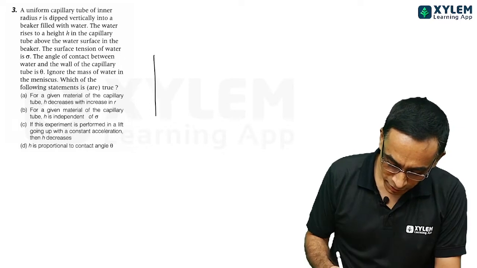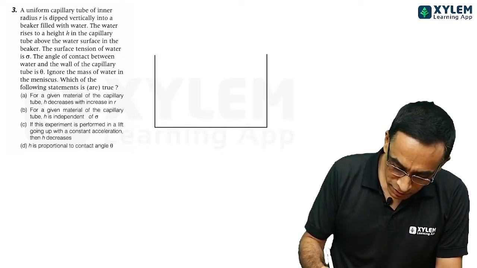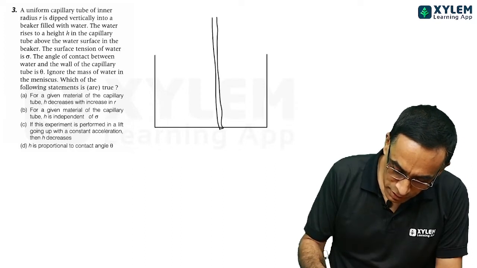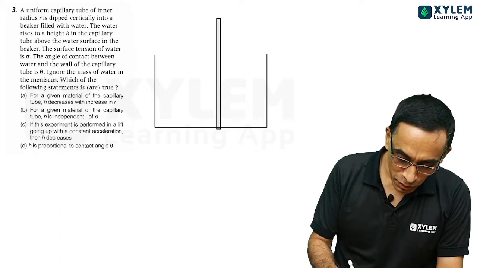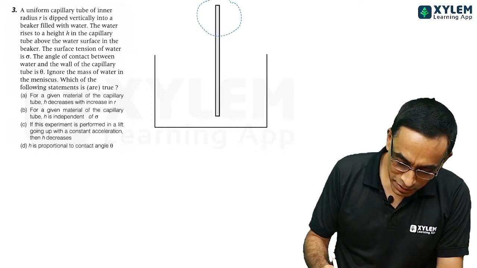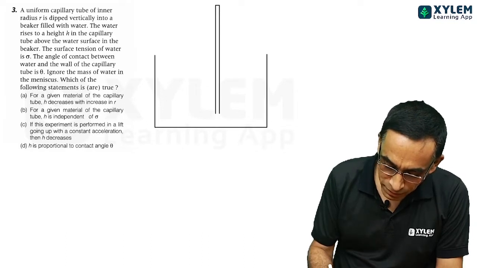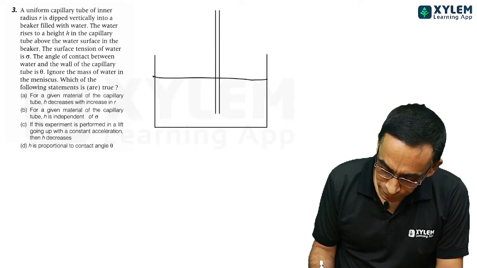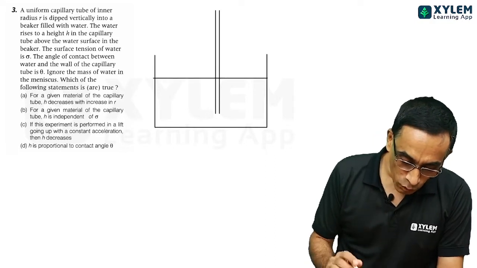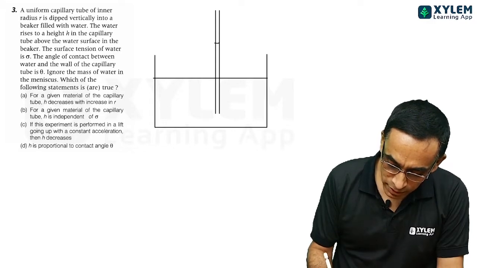So let us consider a beaker here, and we need a capillary tube inserted here. Okay. Now, the tube must be open on both the ends, so I'll just erase the lower portion. And there is water in the tank. The water rises to a height h in the capillary tube.